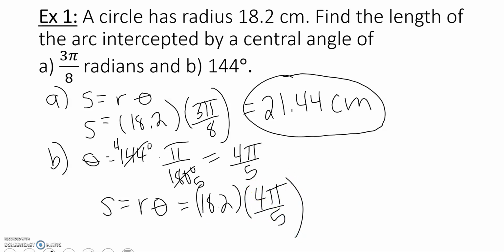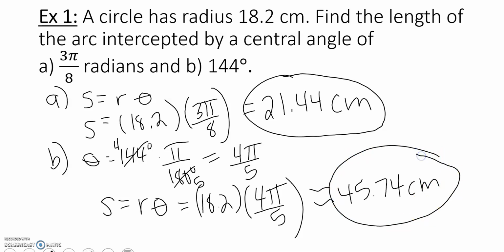This is what you will plug in the calculator to get the length of that arc. You'll do 18.2 times 4 pi and divide it by 5, and you will get approximately 45.74 centimeters. So that's how you calculate the arc length formed on a circle of radius 18.2 and an angle of 144 degrees. The main thing here is that when you use the arc length formula, your angle has to be in radian measure.